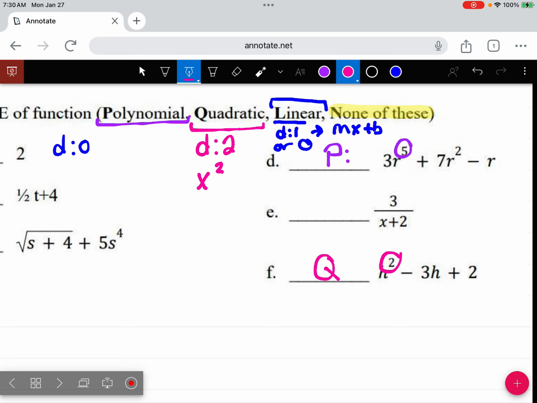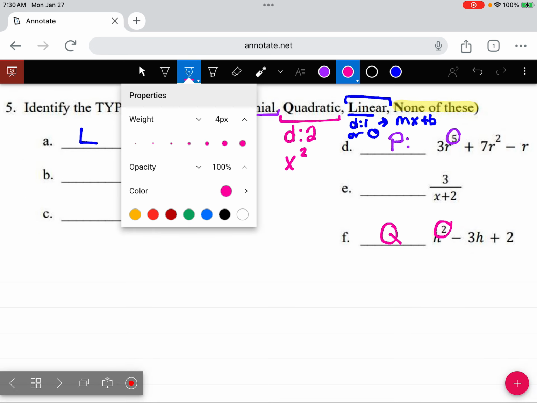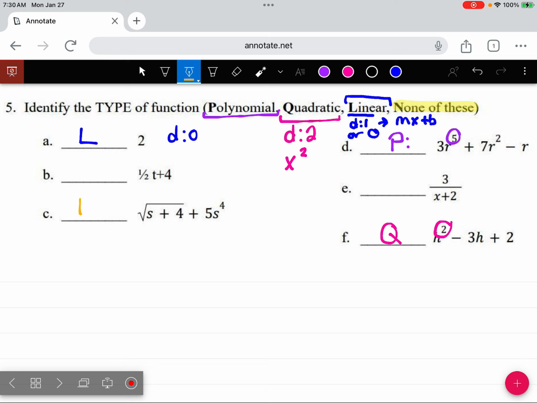C is indeed none of these. Why? Because there's a variable in the radical. This guy's my problem. So it's none of those.